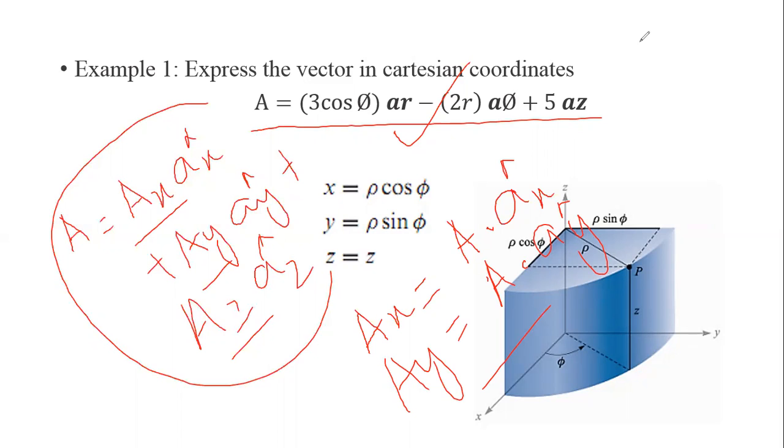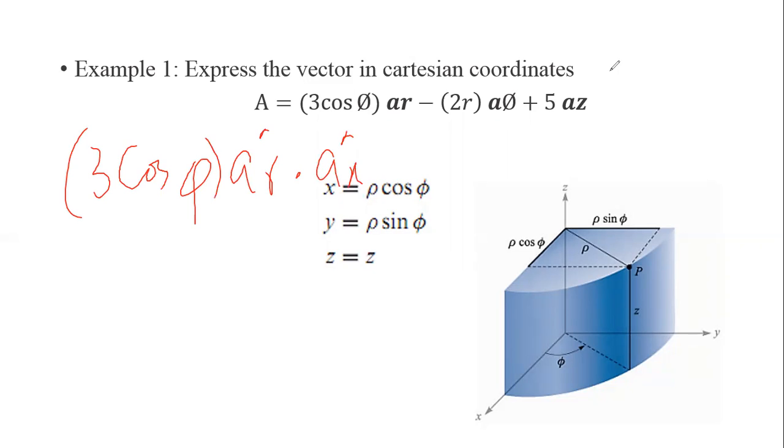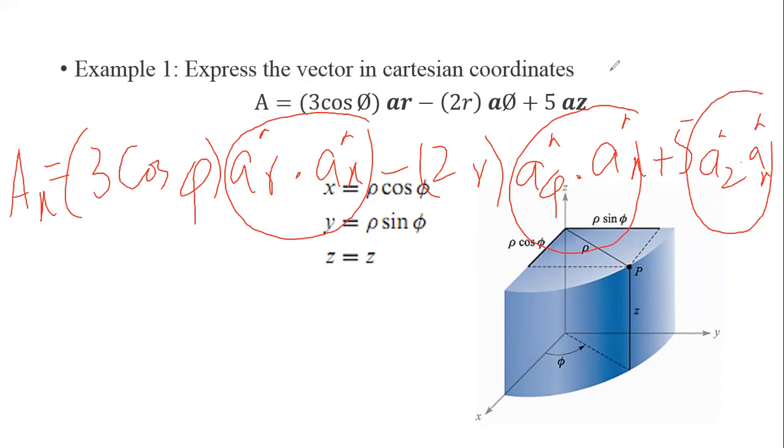So if we take the dot product of this vector with AX, we will get 3 cos phi AR dot AX minus 2R A phi dot AX plus 5 AZ dot AX, and this will actually be AX. So AX will be equal to 3 cos phi AR dot AX minus 2R A phi dot AX plus 5 AZ dot AX. What is actually AR dot AX, A phi dot AX and AZ dot AX?